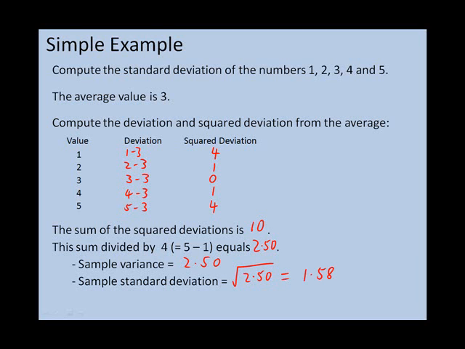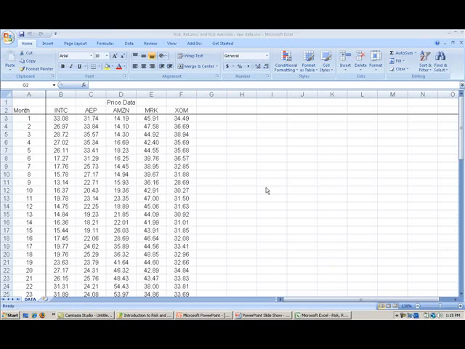Now let's have a look at this in Excel. Here we have price data for 5 stocks: Intel, AEP, Amazon, Merck and ExxonMobil. This data has all been downloaded from Yahoo Finance, and we downloaded the prices that have been adjusted to consider stock splits and dividend payments.